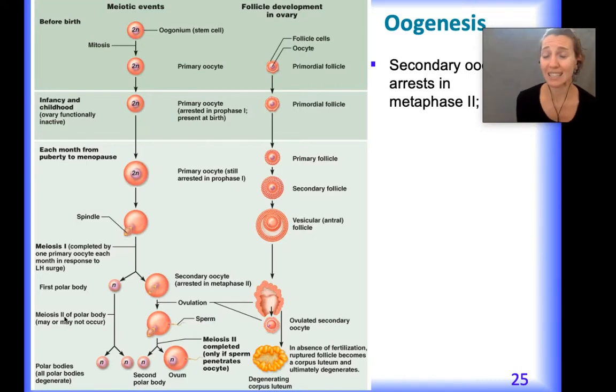So what is released during ovulation, the reason it's not an ovum, and I try to be very clear about that, is that it hasn't finished meiosis, right? So what is ovulated is a secondary oocyte, and it's frozen in metaphase 2. So I'll show a video later where you can actually see all the chromosomes lined up along the midline.